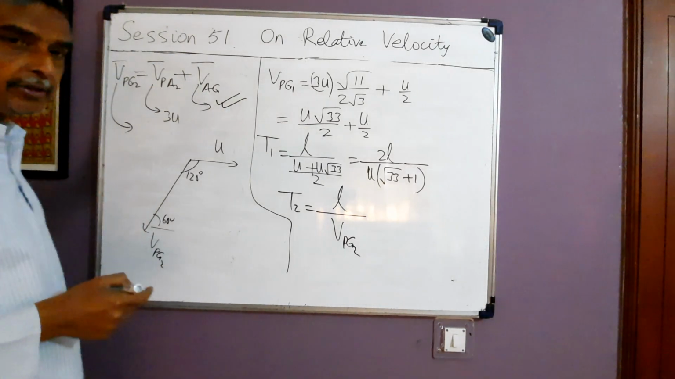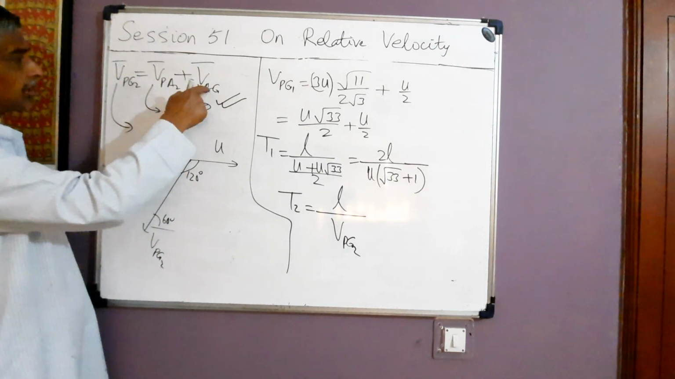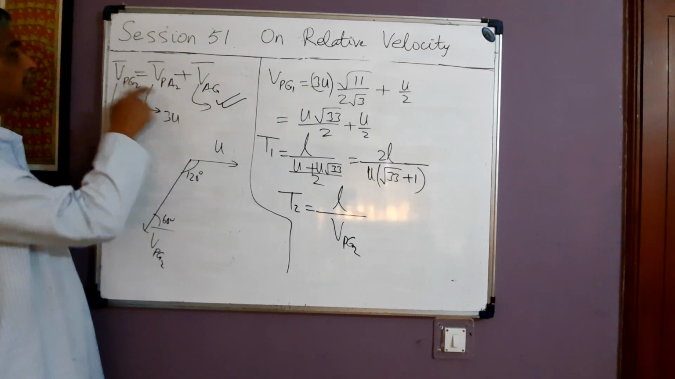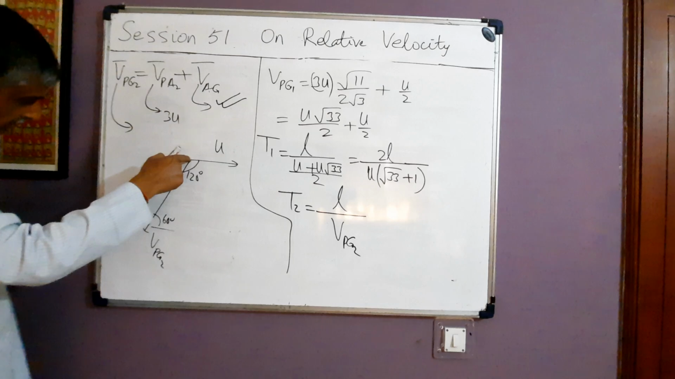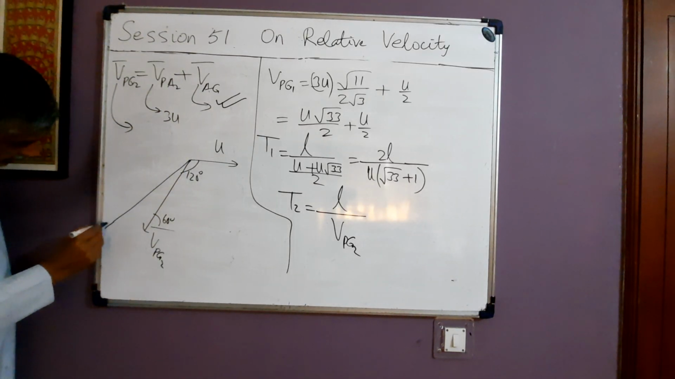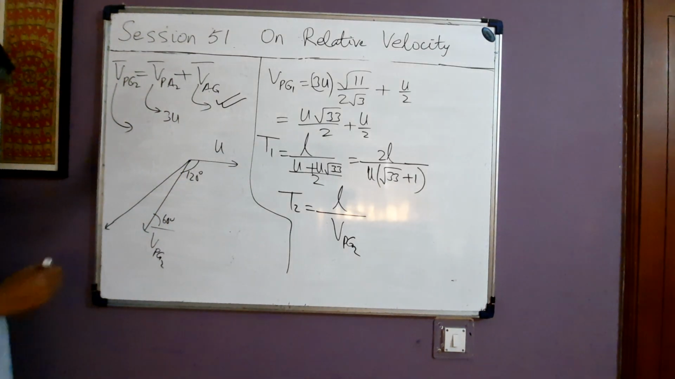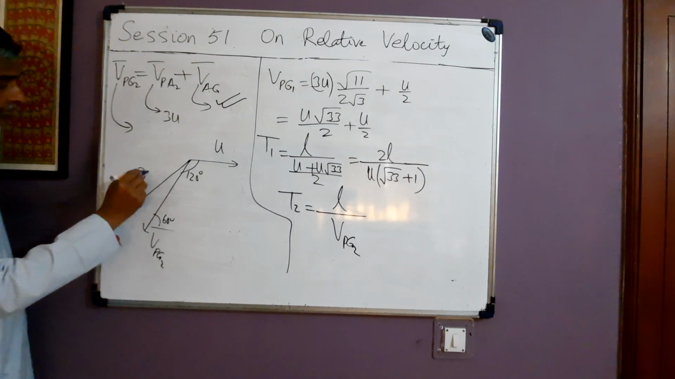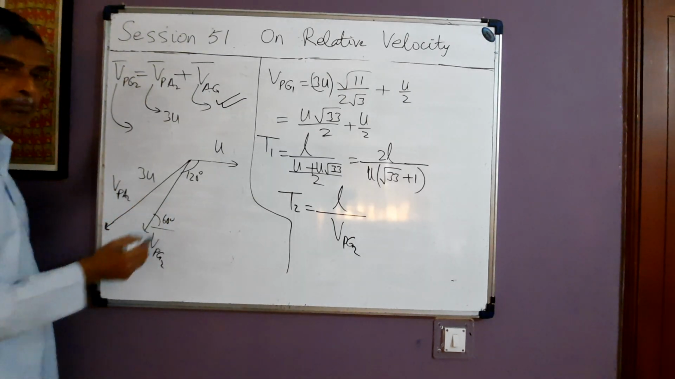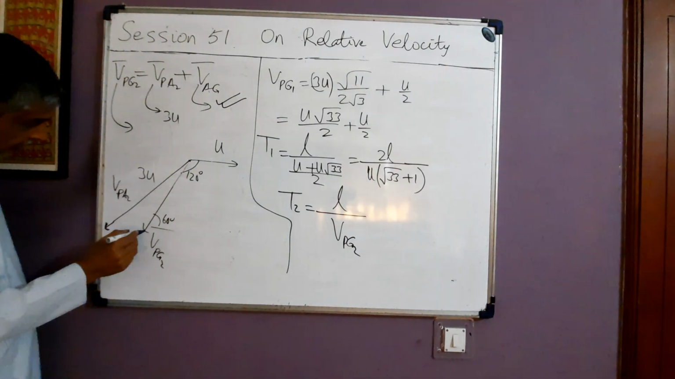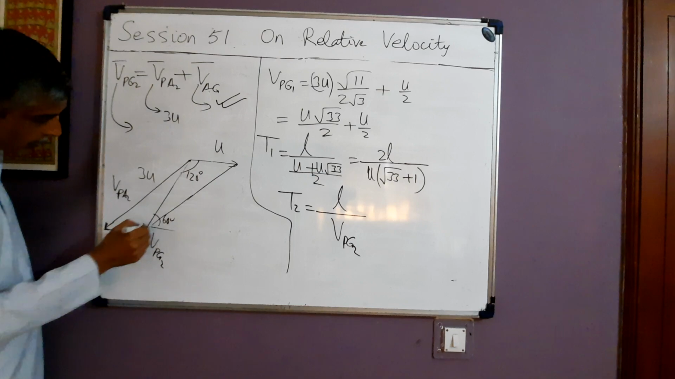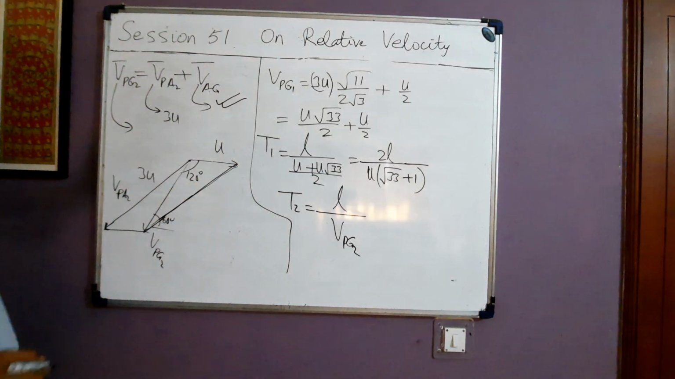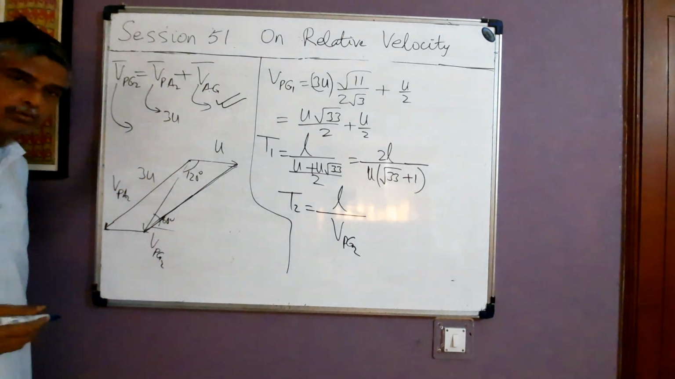Now we have to draw the arrow for Vpa2. The tail of Vpa2 will coincide with the tail of these two vectors, and it will be on the side of Vpg2 not containing Vag. This becomes Vpa2, that is 3u. Now with these two adjacent sides, we complete the parallelogram so that this is the diagonal of the parallelogram. Alright, clear?